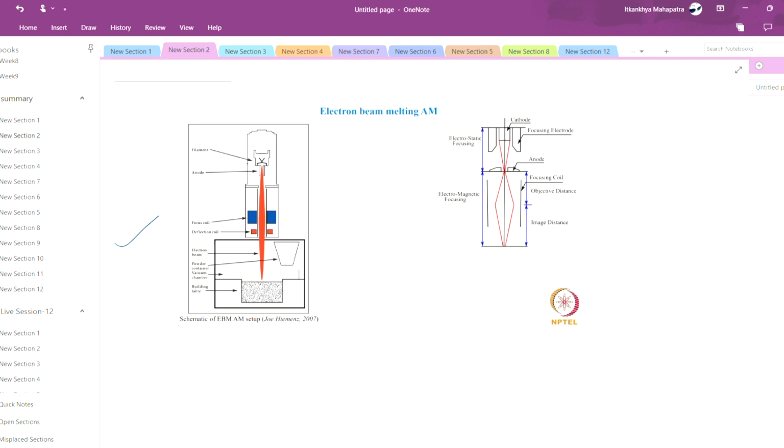So, a few of the questions from the assignment are related to the electron beam additive manufacturing process. We will study the basic mechanism behind this, and some related to the schematic we have also studied in the last class. First we are seeing the filament. This filament is enclosed in the electron gun, and it is made up of tungsten.